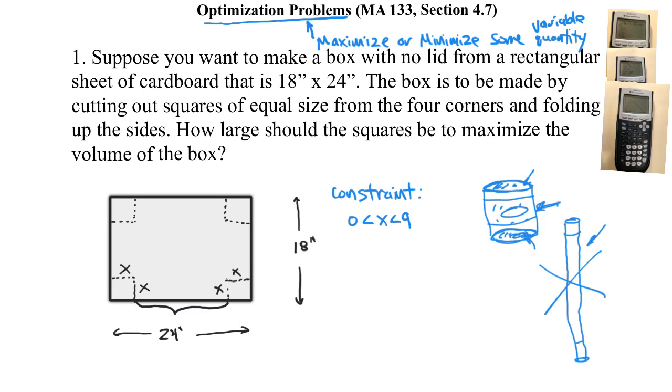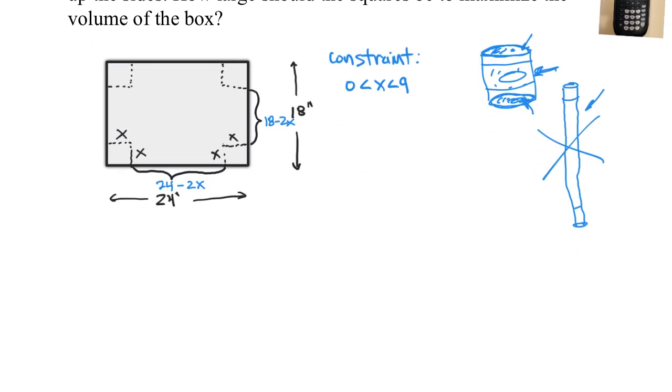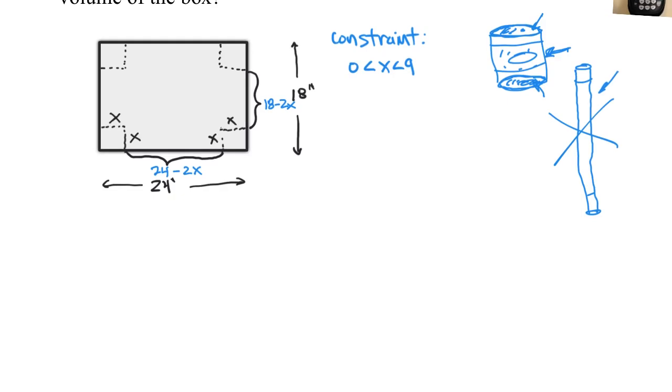it's not going to be 24 anymore. It's 24 minus this x and minus this x. So really this dimension now is going to be 24 minus 2x. And with something very similar right here, this is going to be 18 minus 2x. So when we think about the volume of this box that we're going to have, we know volume is length times width times height.